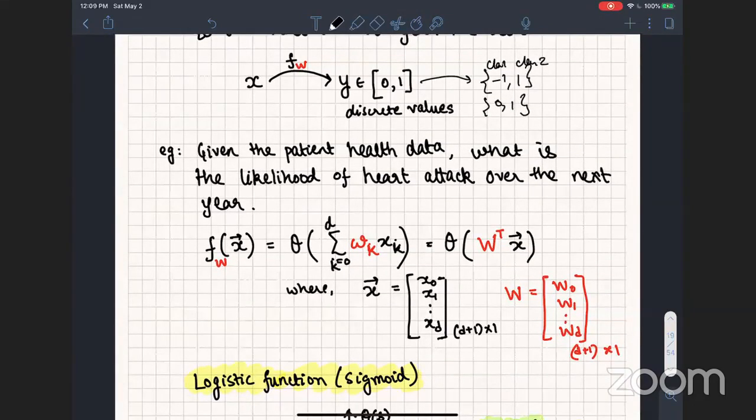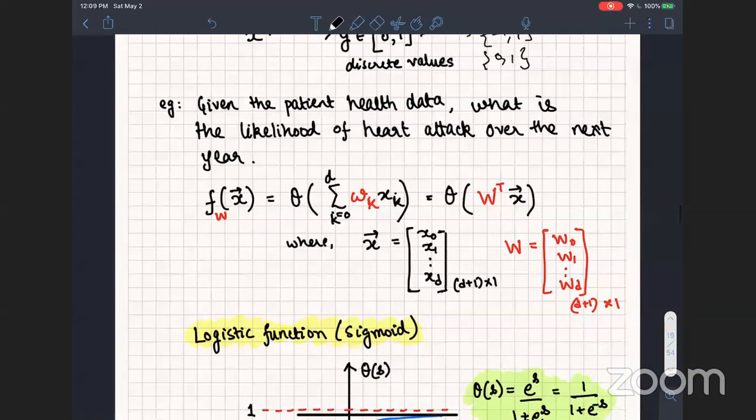So again, we say that it's a linear model. Why? Because it's a linear combination of features. So here, I have features from k equal to 0 to d. I want to estimate this f, right? And that relation is given by some function theta, right? So let's keep it as a generic theta.